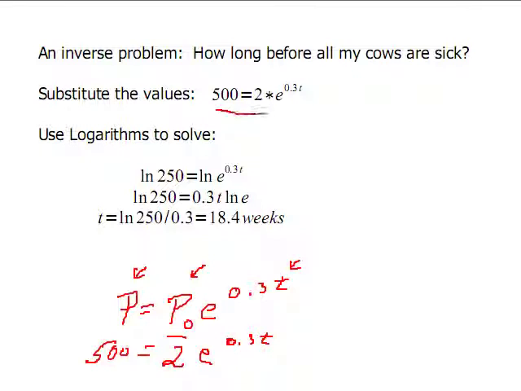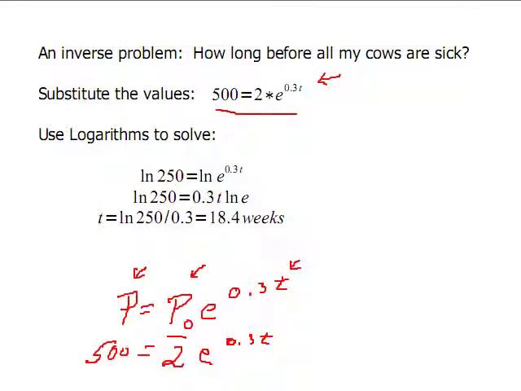So here's what I get with that substitution. And now I want to solve for a variable that's in the exponent. I can't solve for it when it's up in the exponent. I have to bring it down. To do that, I use logarithms. And here again, I'm using ln. You could just as well have used log. Here I used ln. It doesn't matter what you do, you get the same result.